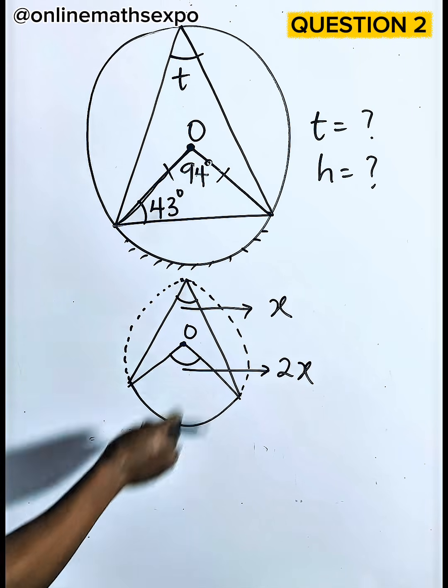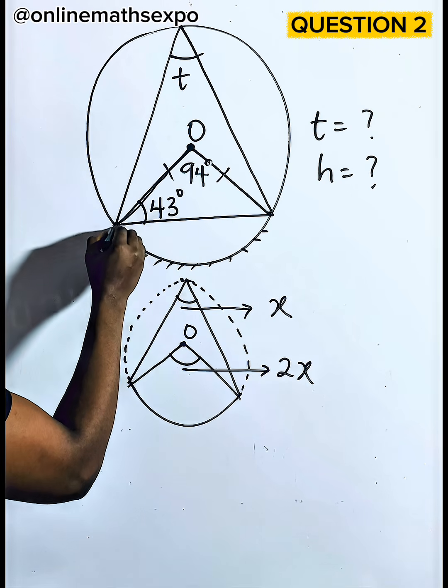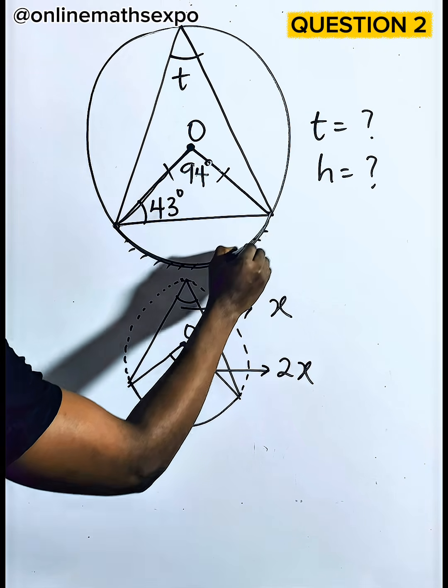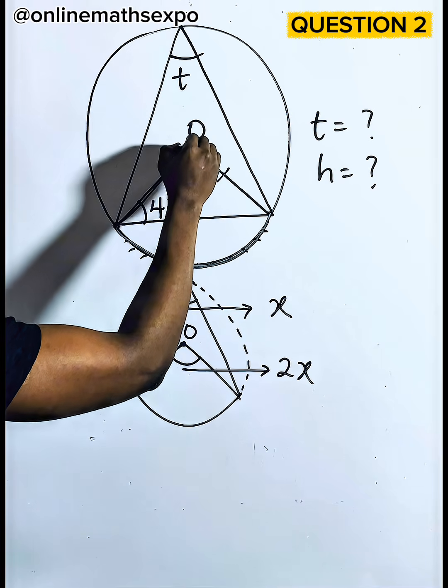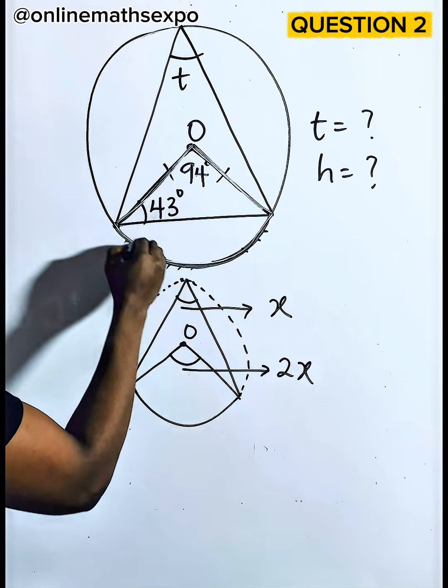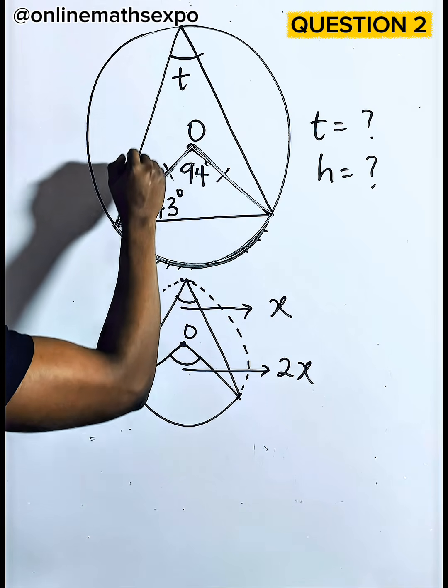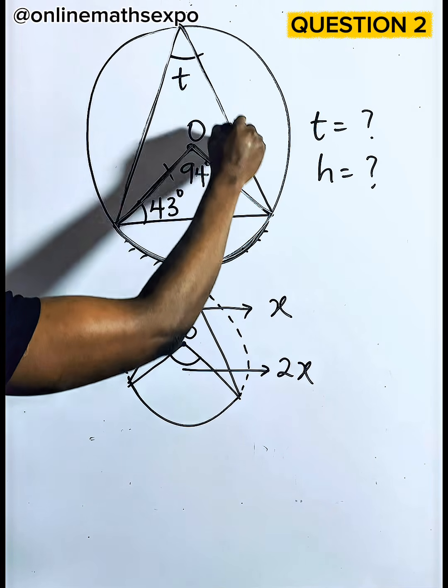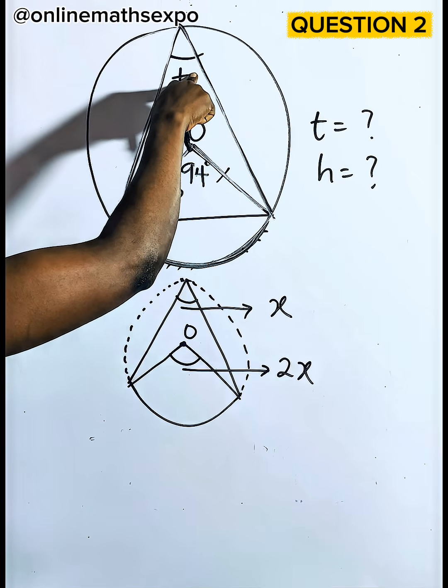And what does it mean? You see that this is the arc of this circle that forms this angle at the center. Did you see it? This arc forms an angle at the center, and the same arc of the circle forms another angle at the circumference. Did you see it? Which is this angle T.